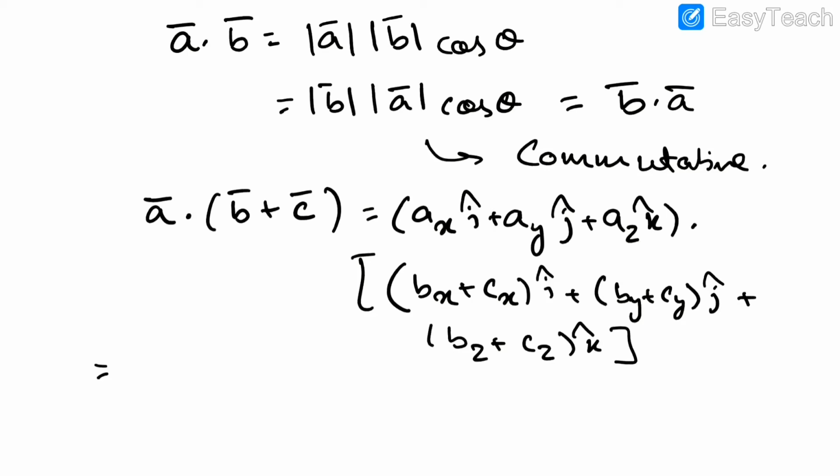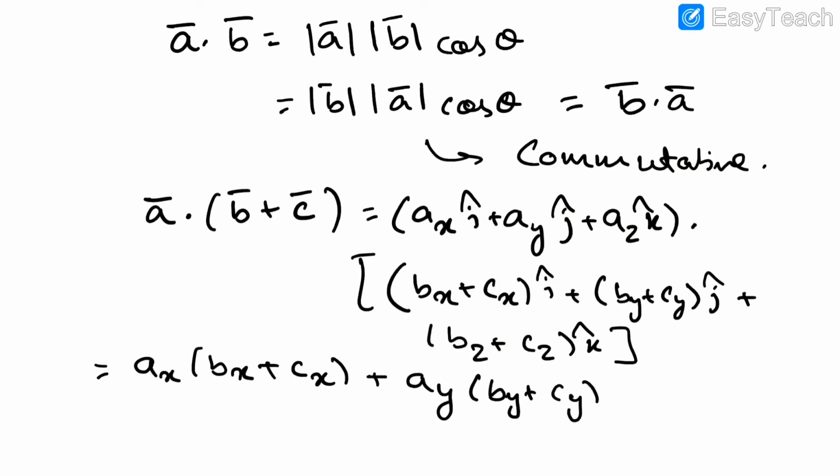So in the dot product, (bx plus cx) i cap plus (by plus cy) j cap plus (bz plus cz) k cap is the resultant, or the addition of the two vectors, b vector plus c vector, right? When you do the dot product, we know that the corresponding components get multiplied, like the x components: ax into (bx plus cx), then ay into (by plus cy), plus az into (bz plus cz), right?